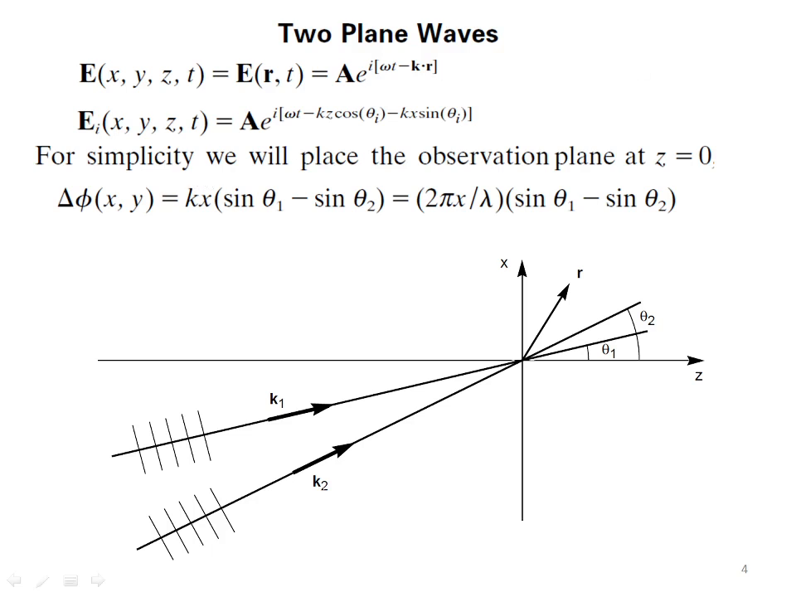Now, for simplicity, what we are saying is, let us take z to be 0. Means the screen, we can always take reference of our z-axis at the point where we have placed the screen. So z is equal to 0. In that case, this term will go to 0. Correct? So we will be having two waves whose electric fields will be, say, E1 is equal to a e raised to the power iota omega t minus kx sine theta 1.